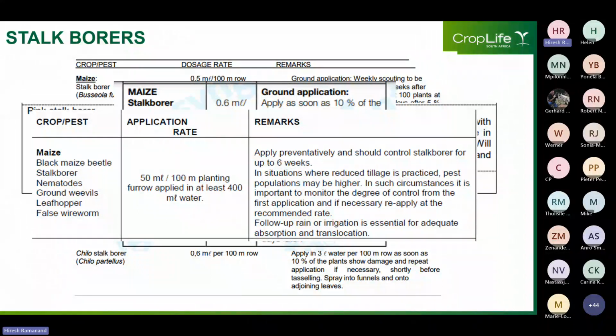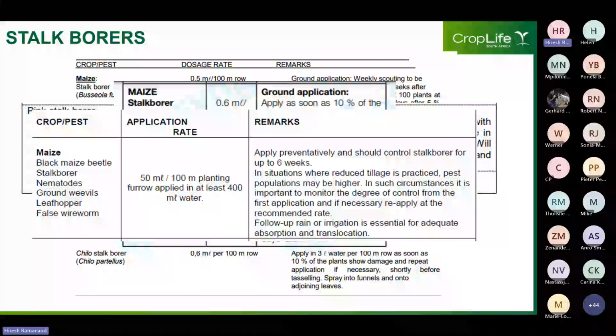Okay, here we see a label example for a product registered specifically for the pink stalk borer. We also see that this product can be applied aerially for this purpose. The remarks are also clear in how the product must be utilized to be effective.